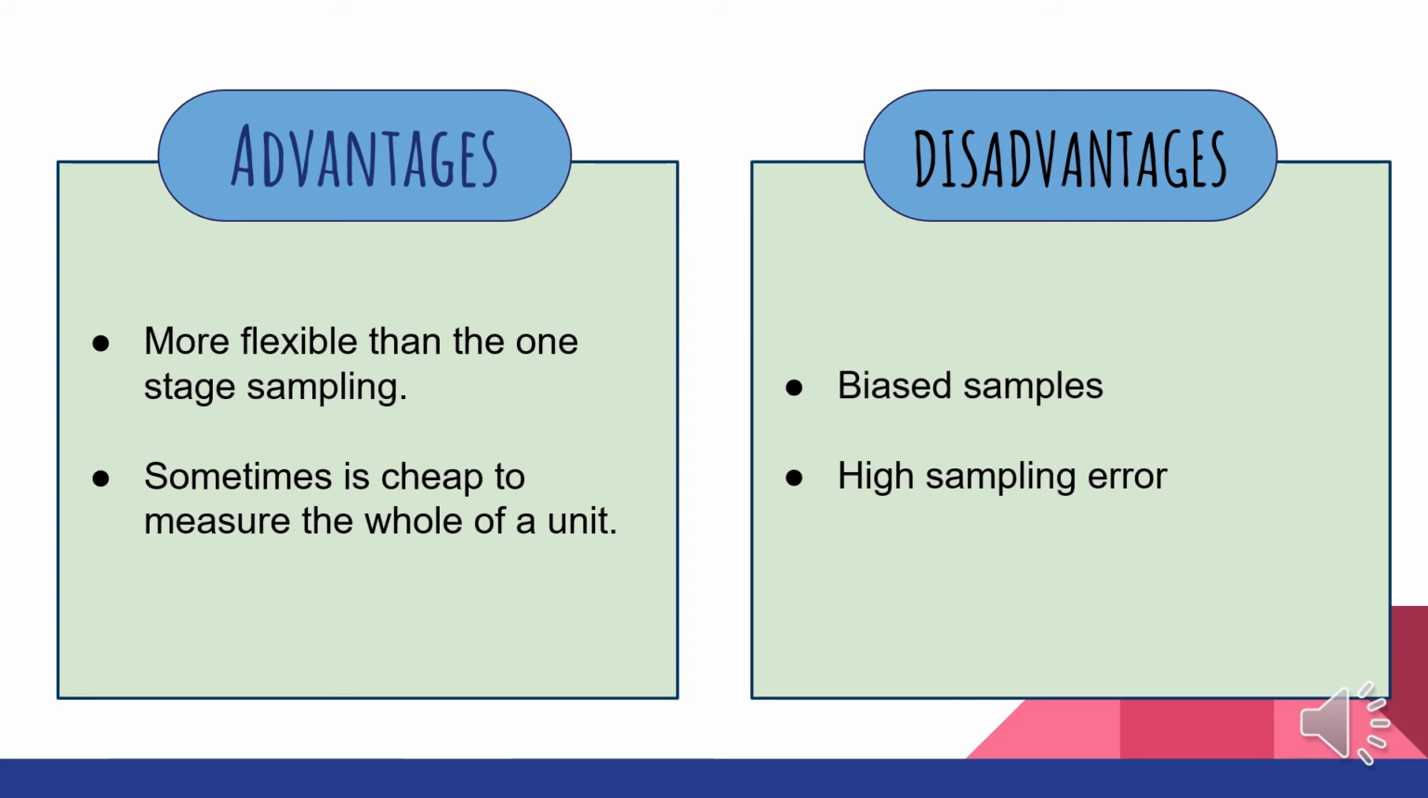Disadvantage. First, biased samples. The method is prone to bias. If the clusters that represent the entire population were formed under a biased opinion, the inferences about the entire population would be biased as well. Second, high sampling error. Generally, samples drawn using the cluster method are prone to higher sampling error than samples formed using other sampling methods.